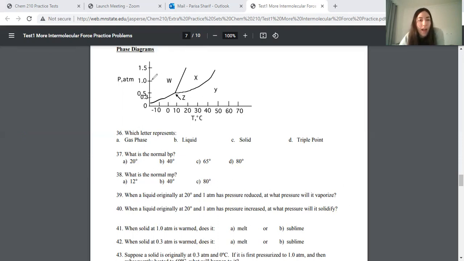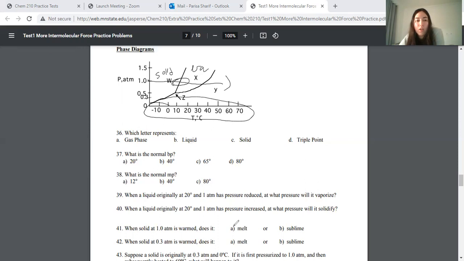Let's do two more examples. When a solid at 1 atm is warmed, does it melt or sublime? Well, if it's at 1 atm, let's draw a straight line to see what happens when it's warmed. So we look at the temperature axis. Cool, so it's going to melt. That's what happens when the pressure is constant.